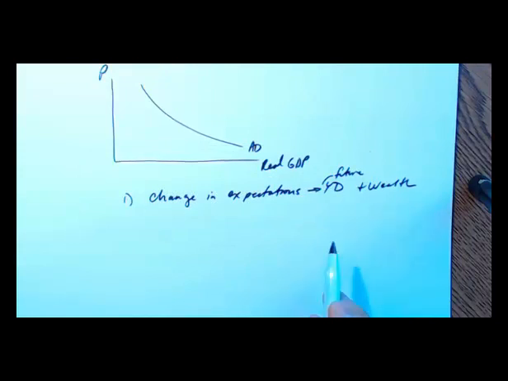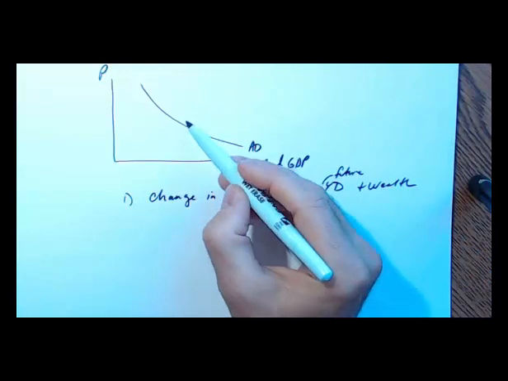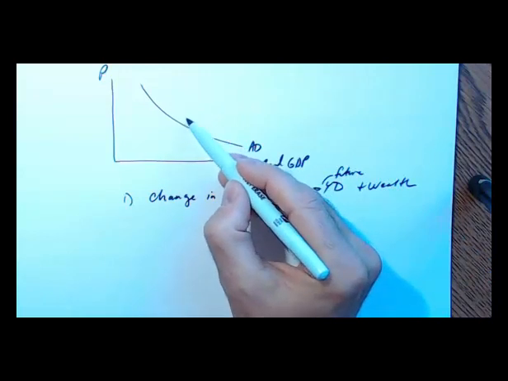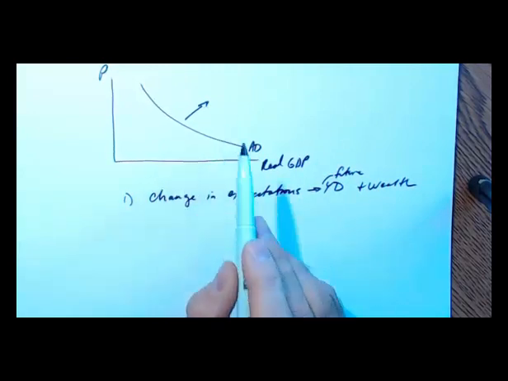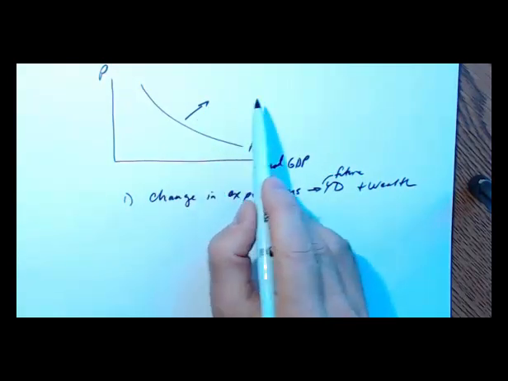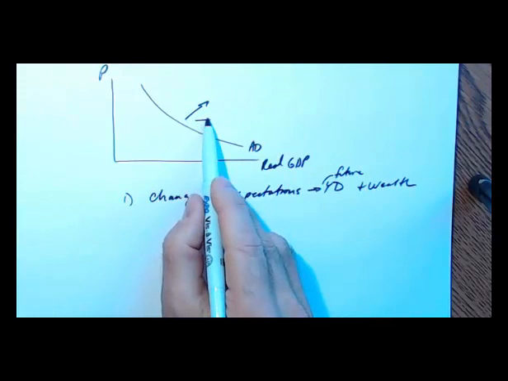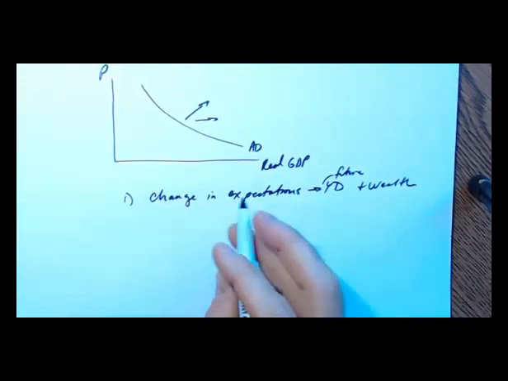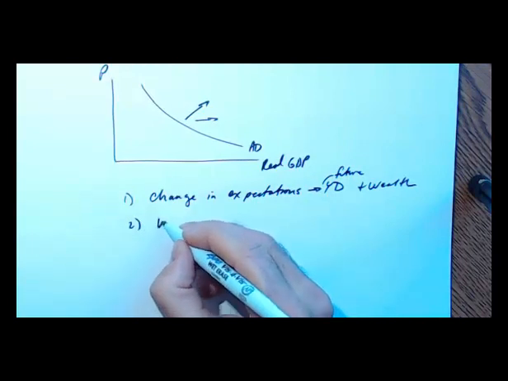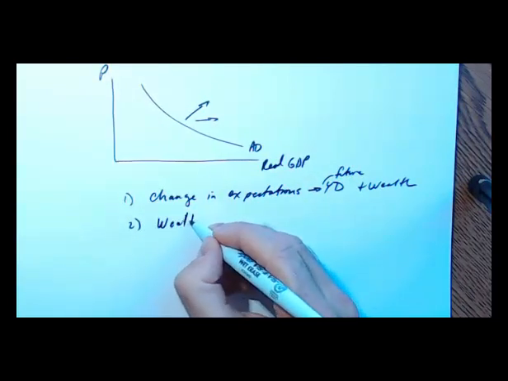If your wealth is expected to go up in the future, and you're sure of it, then you're going to start spending now. And so that's going to shift the aggregate demand curve. So if your wealth goes up, your aggregate demand curve is going to go up. Disposable income goes up, it's going to shift in this direction, up and to the right. Okay. There's also current wealth that will affect this.